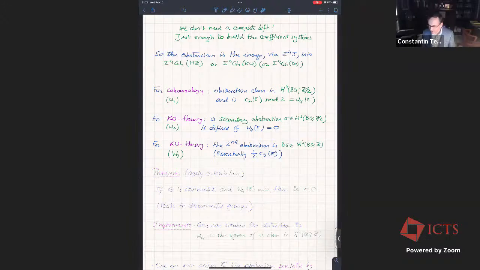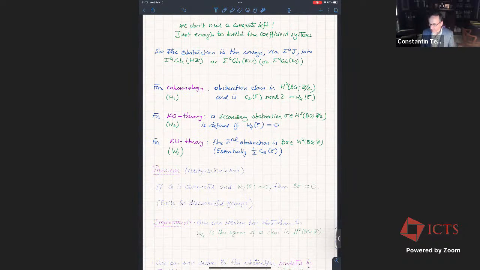And for KU theory, there's a class in H6 of BG with Z coefficients, but it's always a two-torsion class. And in effect, it's a half of the third Chern class. Now, E is quaternionic, so the third Chern class vanishes. That tells you that any half of the third Chern class is two-torsion. It's tricky to get your hands on it, actually. A little exercise in topology: if somebody has given you a half of the second Chern class of something, then you'll be able to produce a half of the third Chern class, a distinguished half. And that's the one we're after.